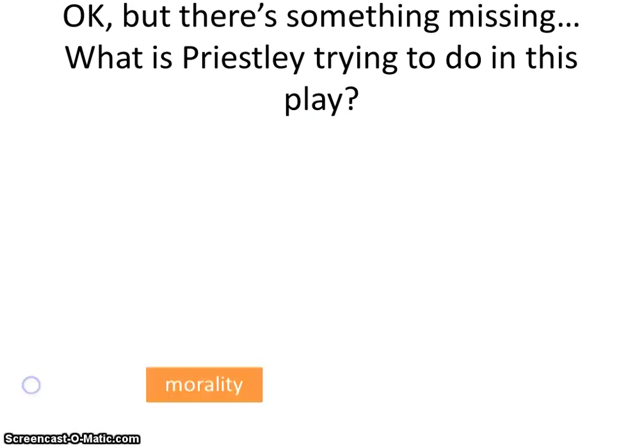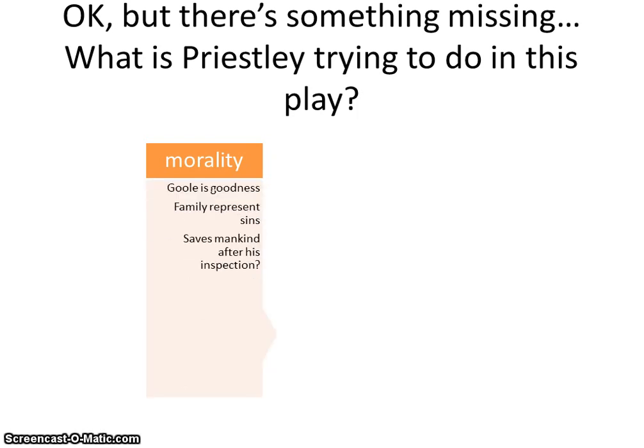And I think we have to remember what Priestley is trying to do in this play. Priestley is writing a range of ideas. He's writing a morality play, a play teaching us right from wrong. Goole represents goodness. The family represents sins. I've covered that in many a screencast, podcast and piece of writing on my blog. And after the inspection that we've seen, the idea is, in the medieval sense of morality play, that somehow mankind has been saved. In other words, not just the family, but also the audience.